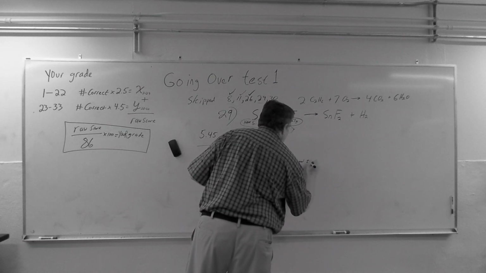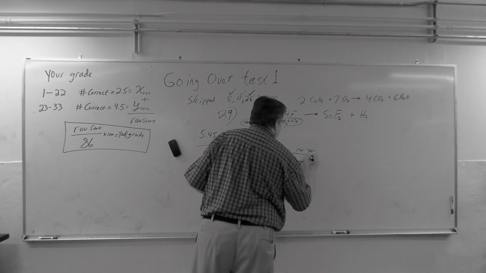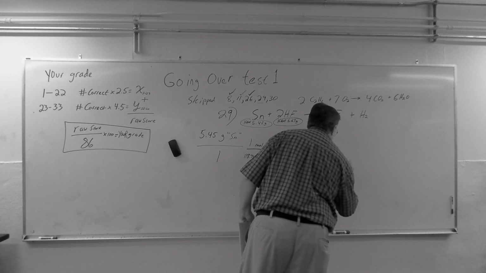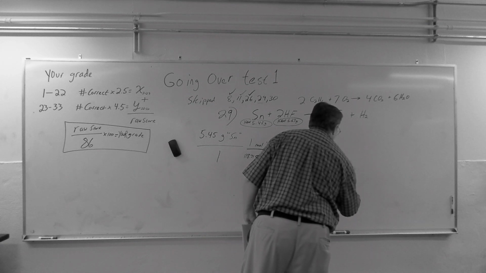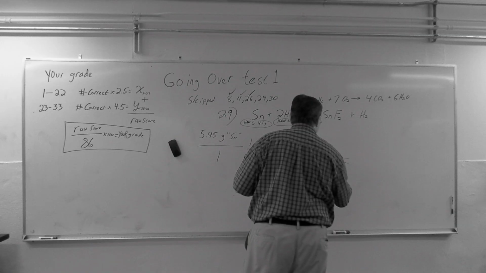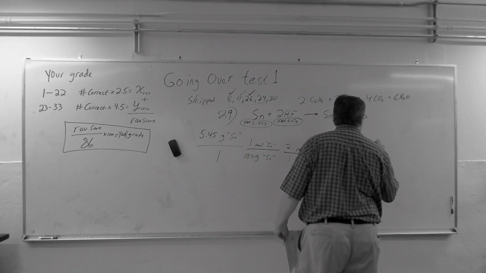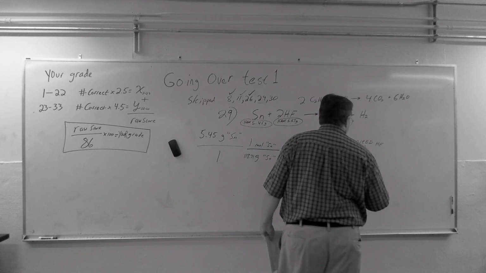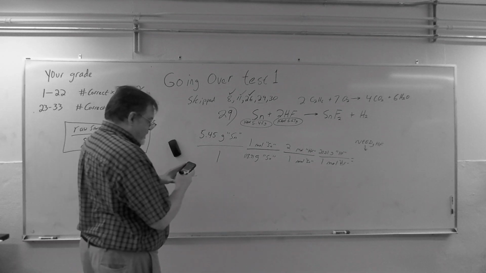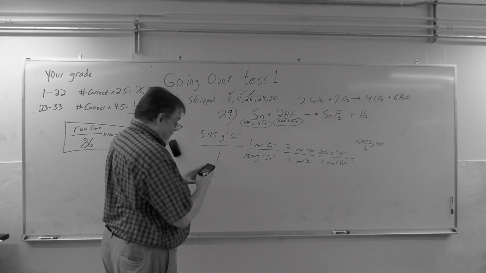And then moles of Sn to moles of HF. This is 1 to 2, one of those to 2 of those. And down here, we're going to 1 mole of HF, and grams per mole for HF is 20.01. Finding the limiting reactant? Times 2 times 20.01 divided by 118.71.